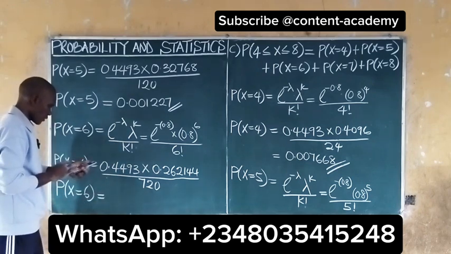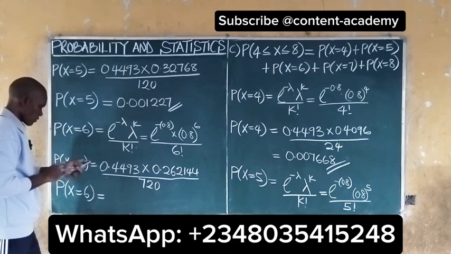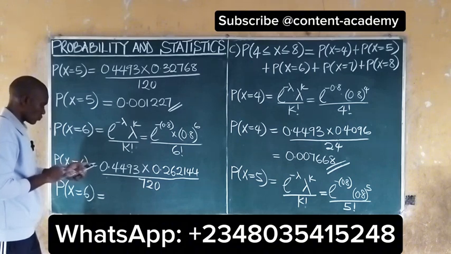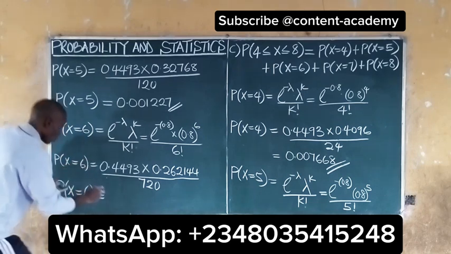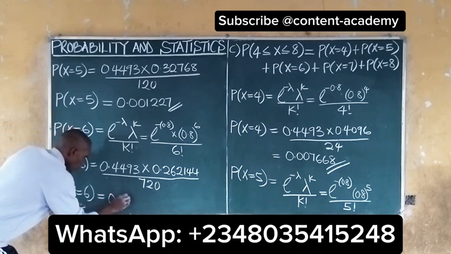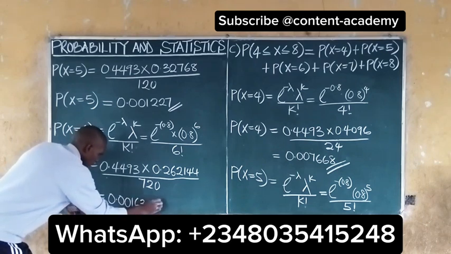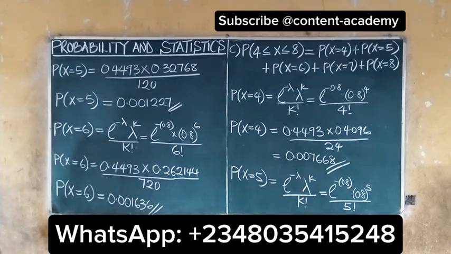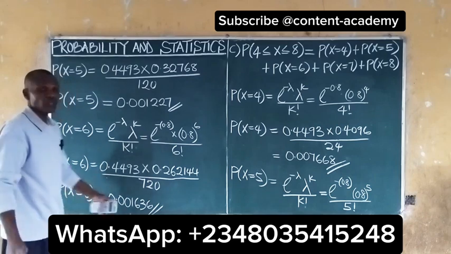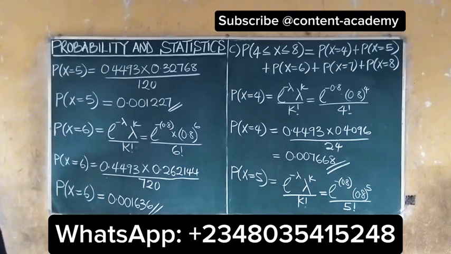now we have 0.4493 times 0.262144. So the answer divided by 720. We have 0.001636. So that's what we have. We do P(x = 7) and P(x = 8). So that's the next thing we'll calculate.